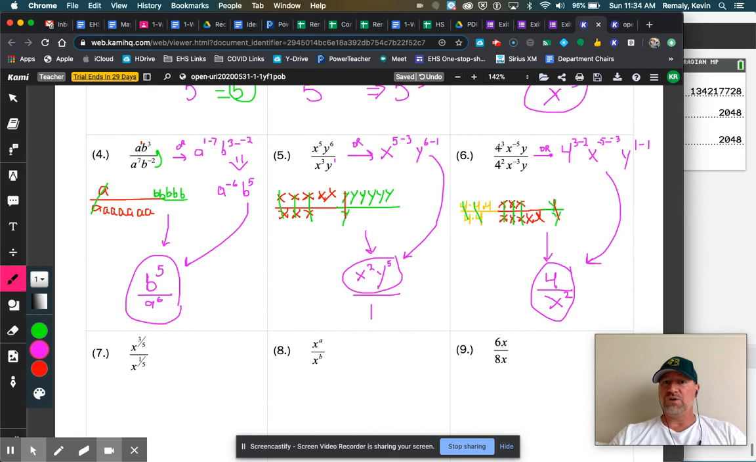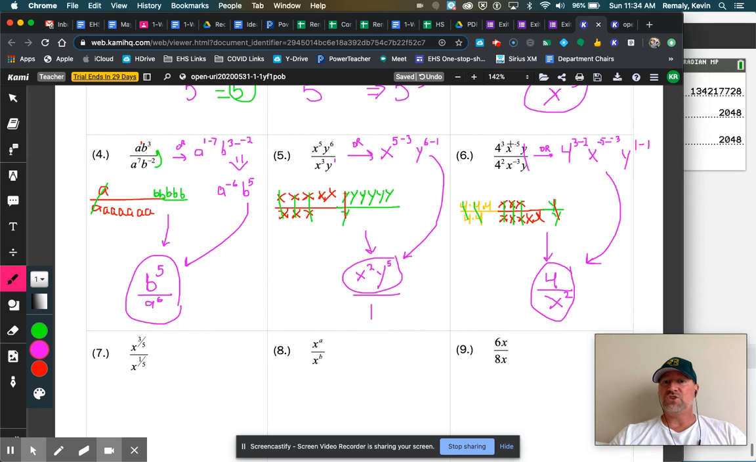Here we have 3 4s on the top, 2 on the bottom, so there's only 1 left. And then here for the x's, we could do the old switcheroo. We could bring the 3 x's up top and the 5 x's on the bottom. We end up having a surplus of 2 on the bottom, so we have to represent that. And these y's will end up canceling out. Anything divided by itself is 1.